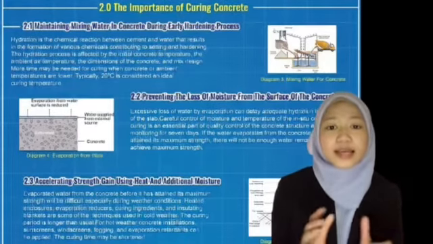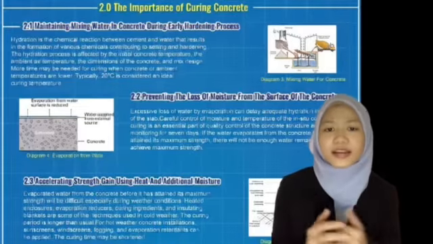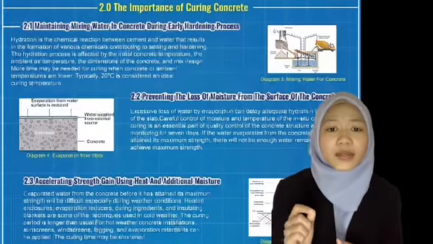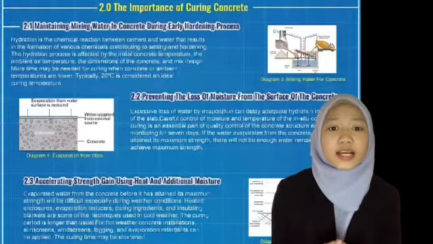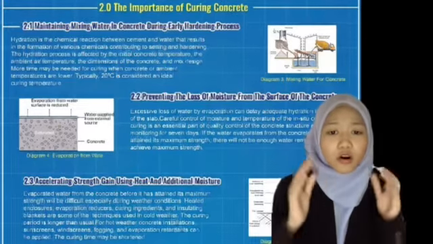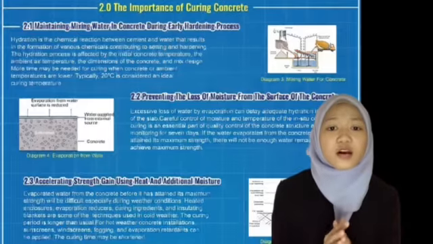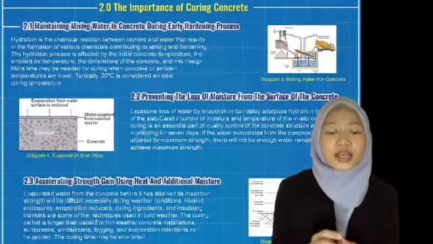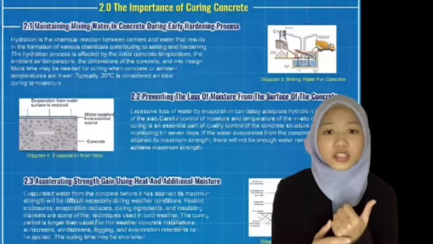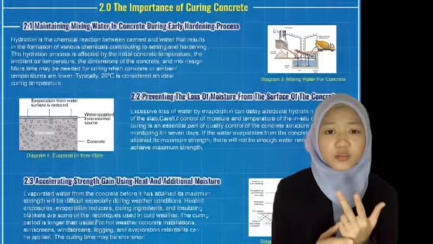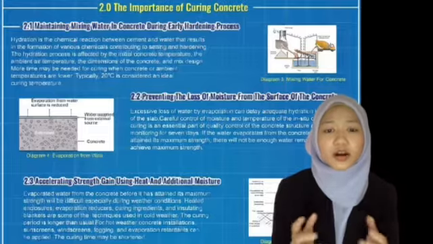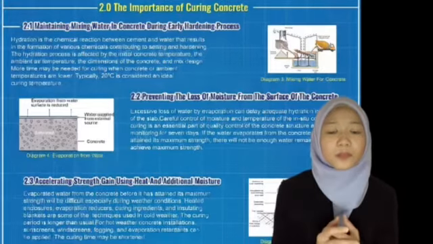Since the curing process is unavoidable in any situation, there must be some importance to it. Firstly, curing is very important for maintaining mixing water in concrete during early hardening process. Freshly mixed concrete normally contains more water than is required for hydration of the cement. This process can be done in a few ways such as ponding and immersion, spraying and fogging, saturated wet covering, and left in place form. More time may be needed for curing when concrete temperatures are lower.